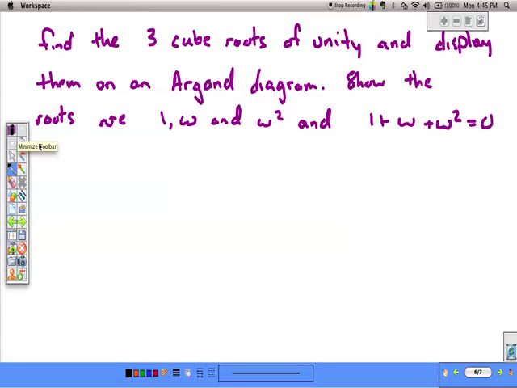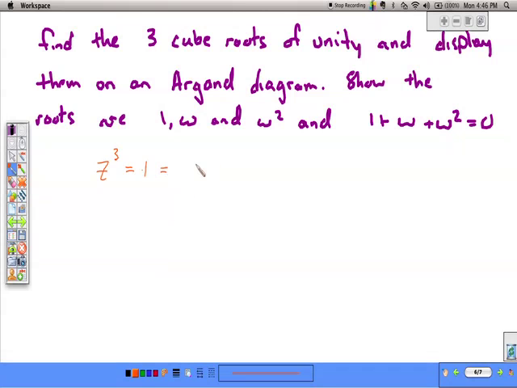The last example, we're going to find the 3 cube roots of unity, and we're going to display them on an Argand diagram. And we're going to show that the roots are these, and when we add them up, we get 0. So what we have, cube roots of unity, what we're solving is something cubed equals 1. We were finding the fourth roots of unity. Well, we already did that a couple examples ago. It's anything to that power equals 1.